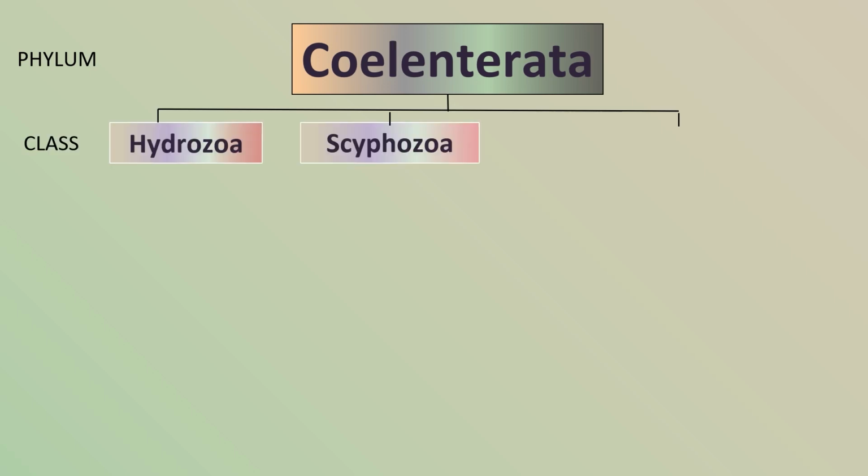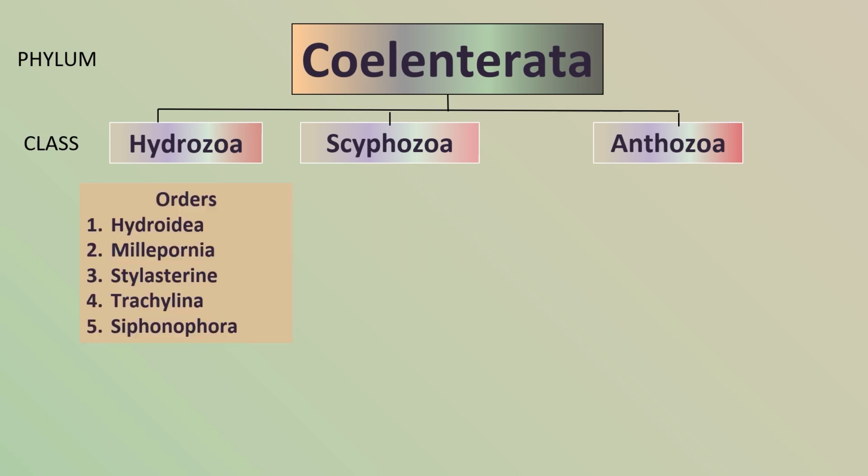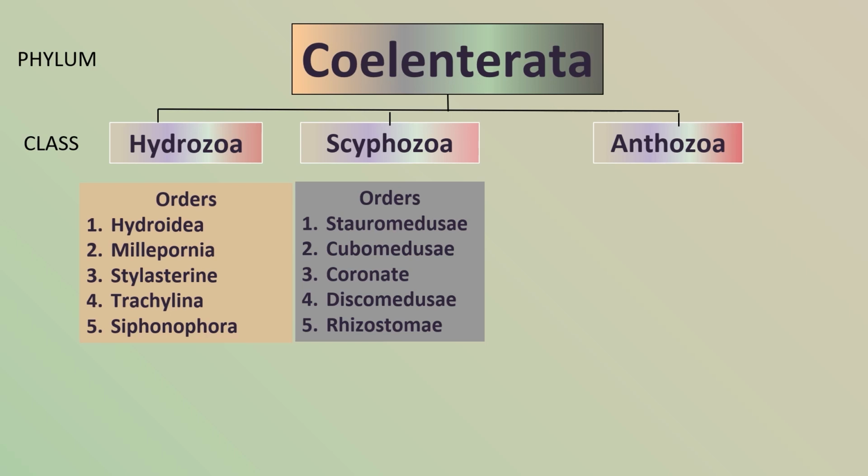Classification of phylum Coelenterata. The phylum Coelenterata is further classified into class Hydrozoa, Scyphozoa and Anthozoa. The class Hydrozoa contains 5 orders. They are Hydroidea, Milleporina, Stylasterina, Trachylina and Siphonophora. Class Scyphozoa contains orders Stauromedusae, Cubomedusae, Coronatae, Discomedusae, Rhizostomae. The class Anthozoa is subdivided into subclasses Alcyonaria and Zoantharia.